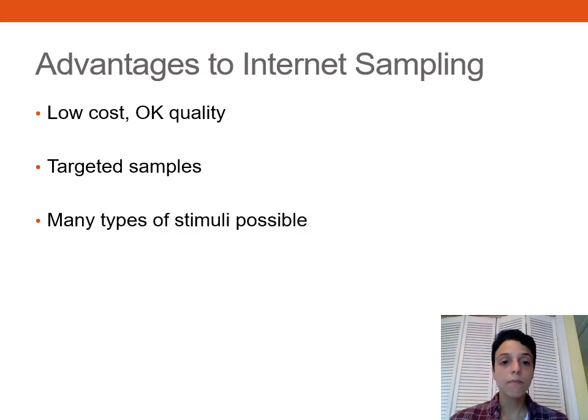On the internet, multiple types of stimuli are also possible, which can be helpful. In other words, you could show somebody a video or ask them to manipulate something on a screen, and otherwise do things that you couldn't do using conventional sampling methods.